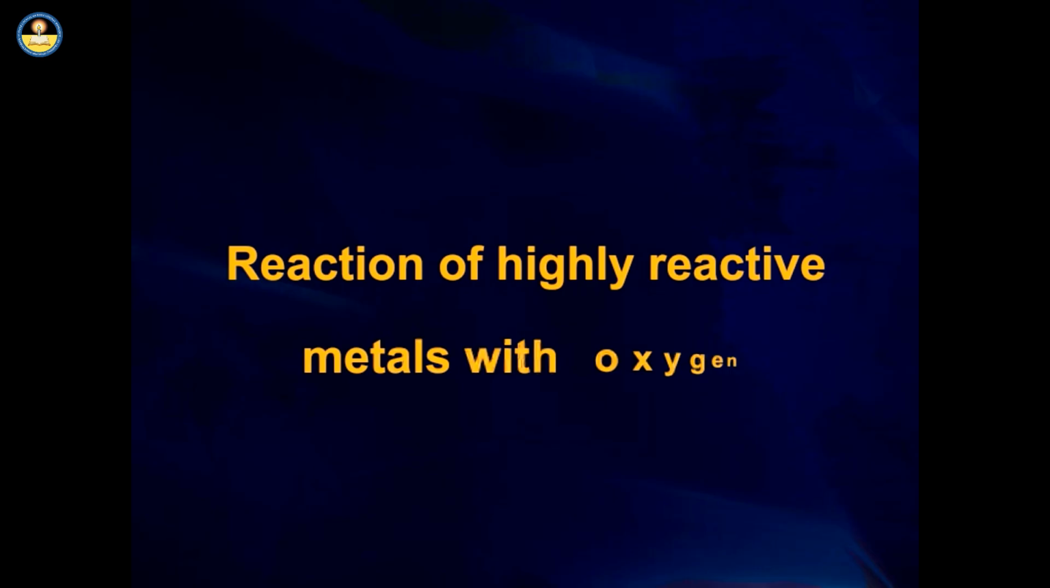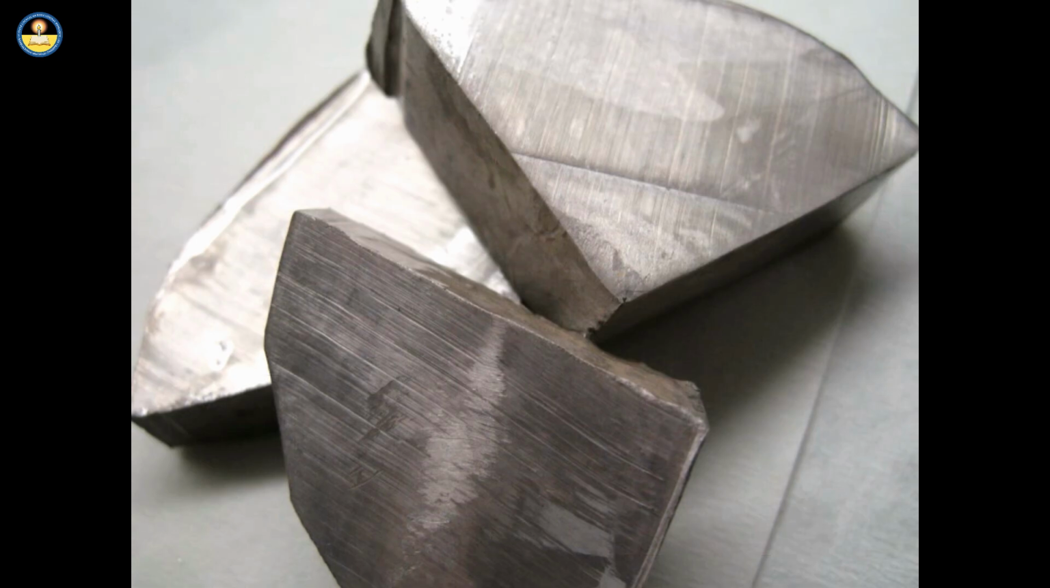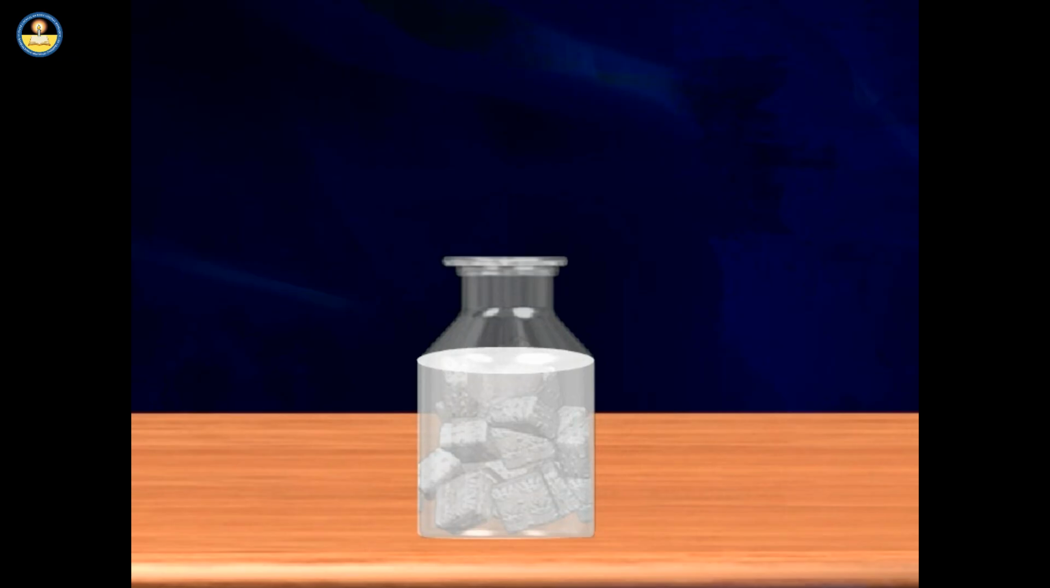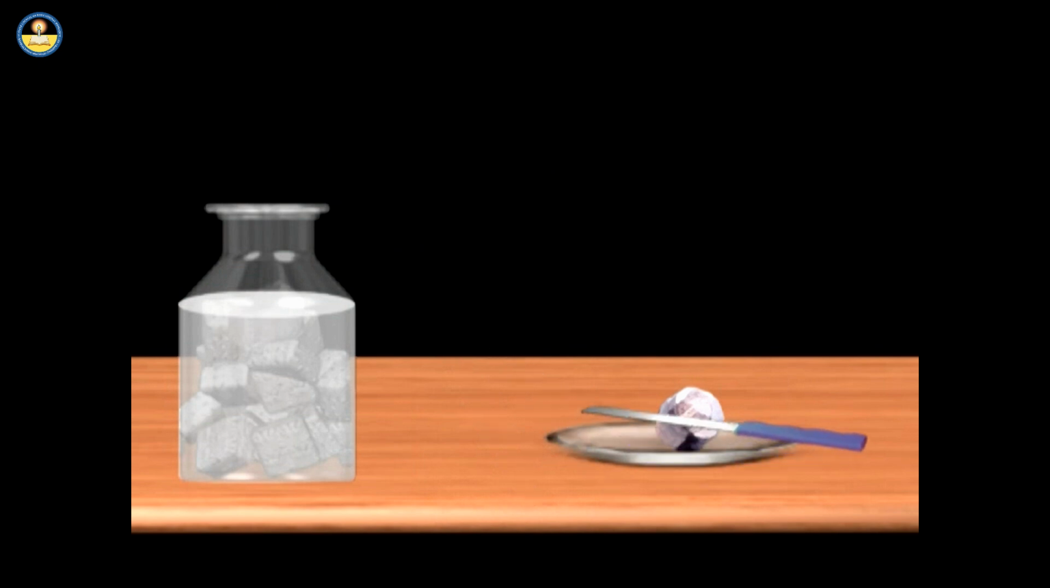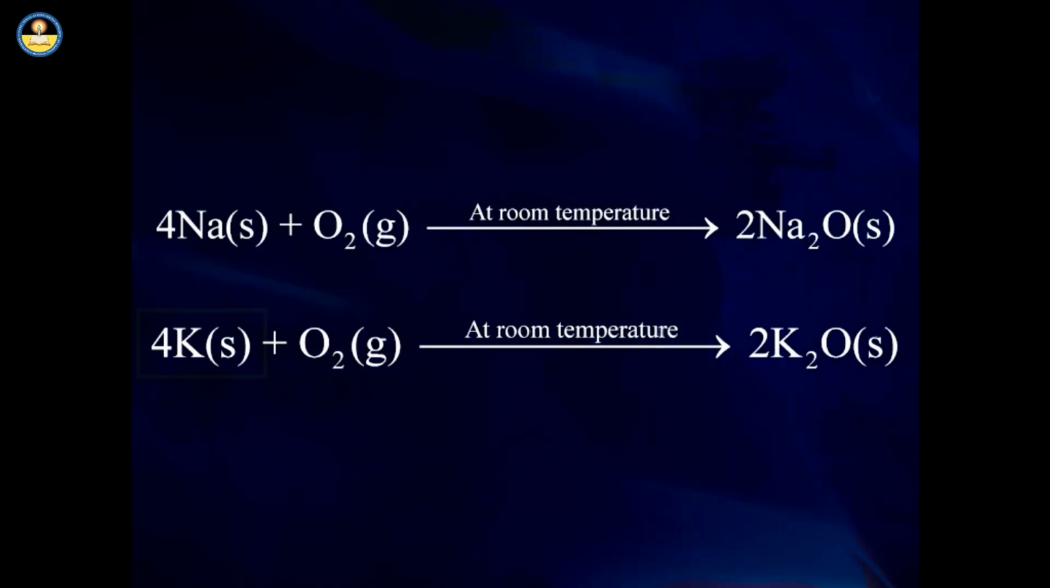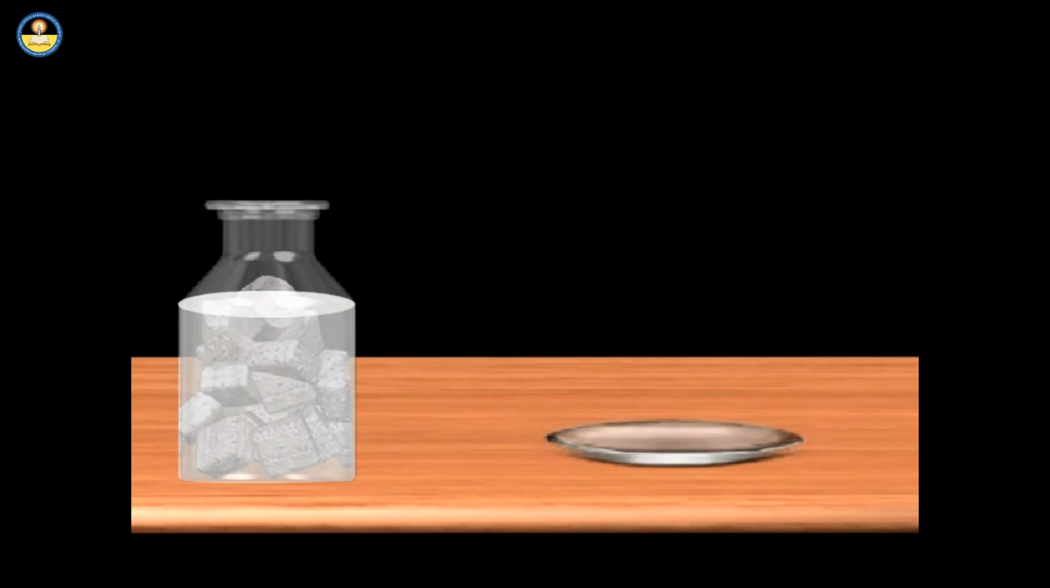Reaction of highly reactive metals with oxygen. Due to extreme reactivity, sodium and potassium metals are stored in kerosene oil in order to protect them from moisture and oxygen. They are so soft that they can be cut with a knife. Reactive metals like sodium and potassium react with oxygen even at room temperature to form sodium oxide and potassium oxide respectively. Have a look at sodium and sodium oxide.